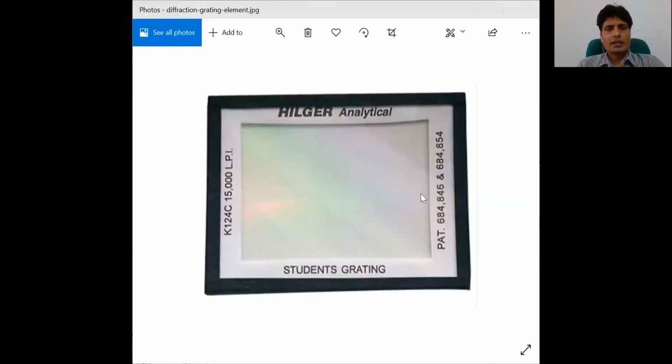If you want to have a real look at the diffraction grating element, which is also present in our lab, this is the real picture of the diffraction grating element. Usually the width of this grating element is around 2.54 centimeters, or 1 inch, and there are 15,000 spectral lines which are not visible to the naked eye, but if you look with the help of a magnifying lens, you can observe them. So this is the grating element.